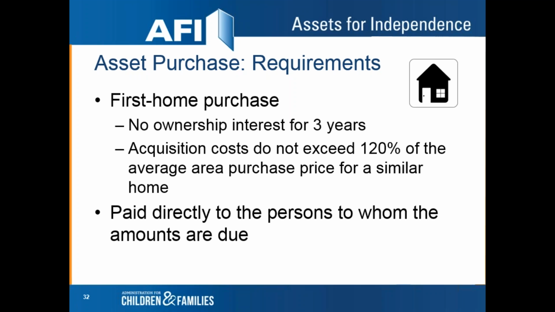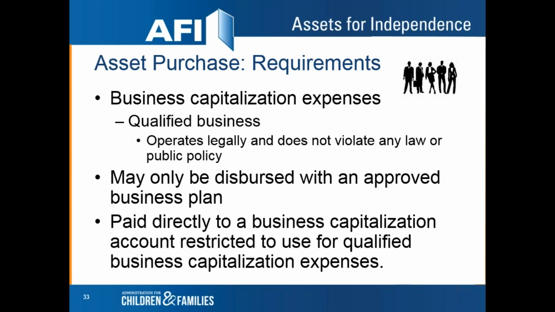For first-time home purchases, savings and match can be used for the account holder's main residence where the acquisition costs do not exceed 120% of the average area purchase price for a similar residence. Qualified costs mean those for acquisition, construction, or reconstruction of the residence, as well as any usual or reasonable settlement, financing, or other closing costs. The IDA funds may be paid directly to the persons whom the amounts are due.